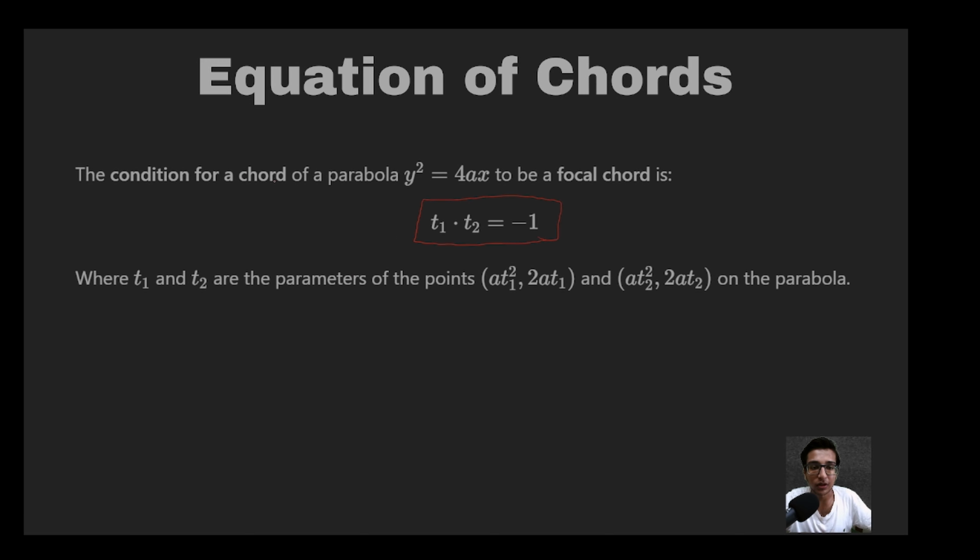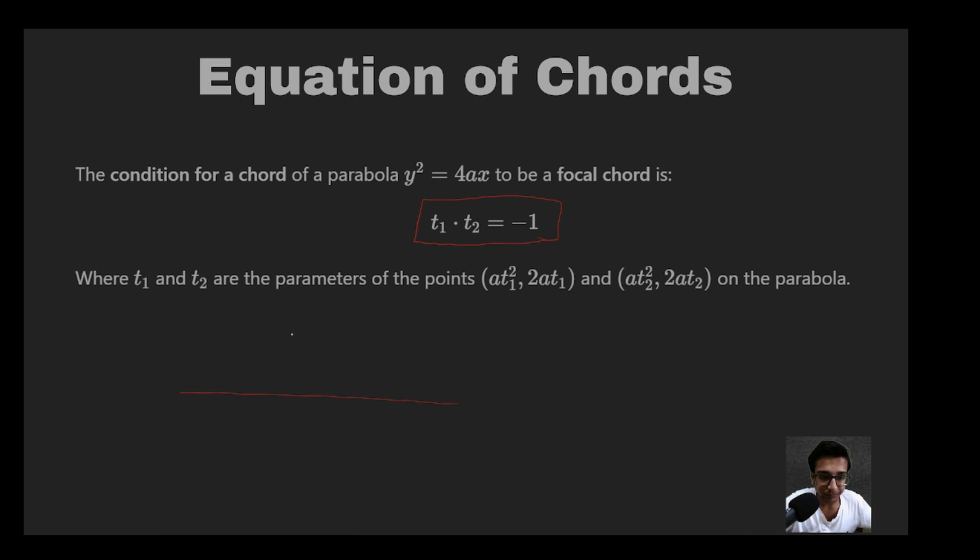The condition for the chord of a parabola to be a focal chord is t1 into t2 equals -1, where t1, t2 are parameters of the points, considering this P1 and this to be P2, (at1 square, 2at1) and (at2 square, 2at2) on the parabola. So now, till now, what have we found out?